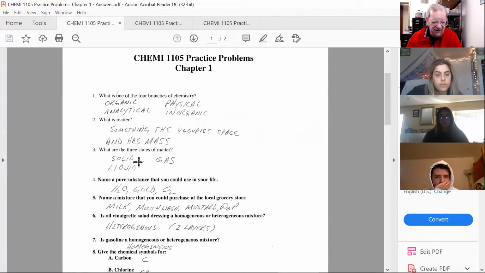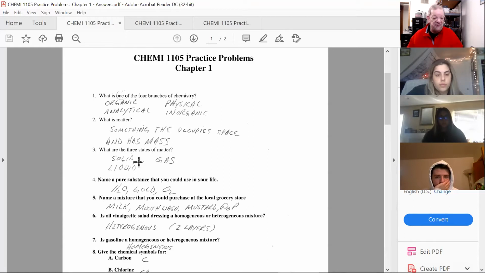And I don't have it here, but you should know a solid has definite shape, definite volume. A liquid has indefinite shape, definite volume, and a gas has indefinite shape, indefinite volume.